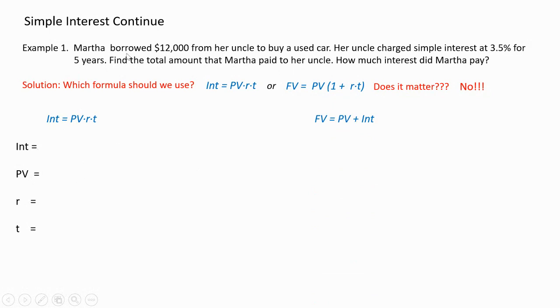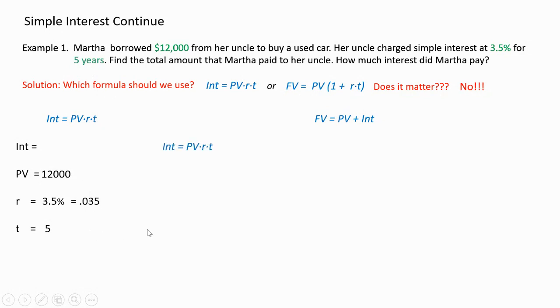So for example, Martha borrowed 12,000, so that's going to be your present value. See, they turn green, the ones that are crucial here. So the present value is 12,000. The r is 3.5%. But they went into a decimal, so you're going to move the decimal place 2 places to the left, and you take away the symbol. And the time is in years, so the time is good. It's going to be 5.